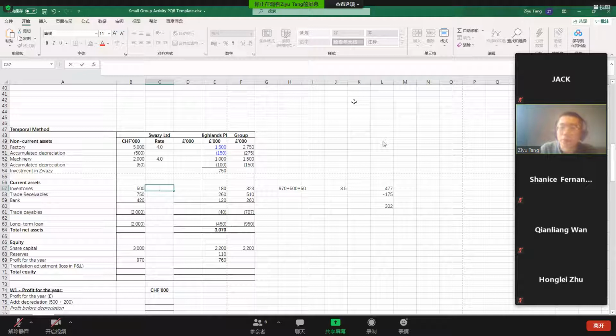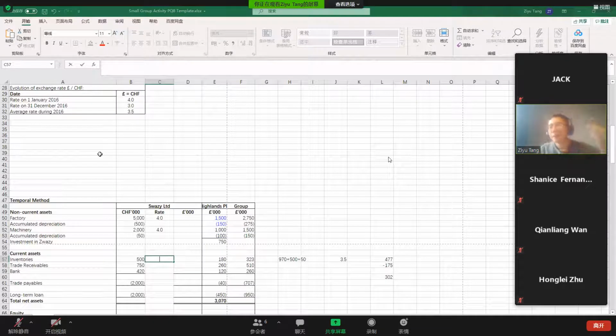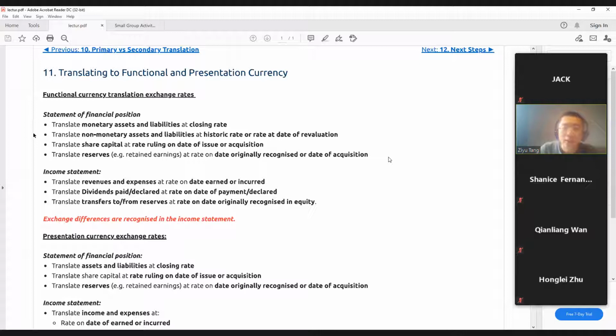Yeah, you need to use the average rate to calculate. Why do you need to use the average rate? Because actually, the average rate doesn't represent anything. Let's go back to the rules, which suggest how to translate the statement of financial position. None of these rules tells you that you need to use the average rate to calculate anything. It is neither the closing rate nor the rate at the acquisition date, right?